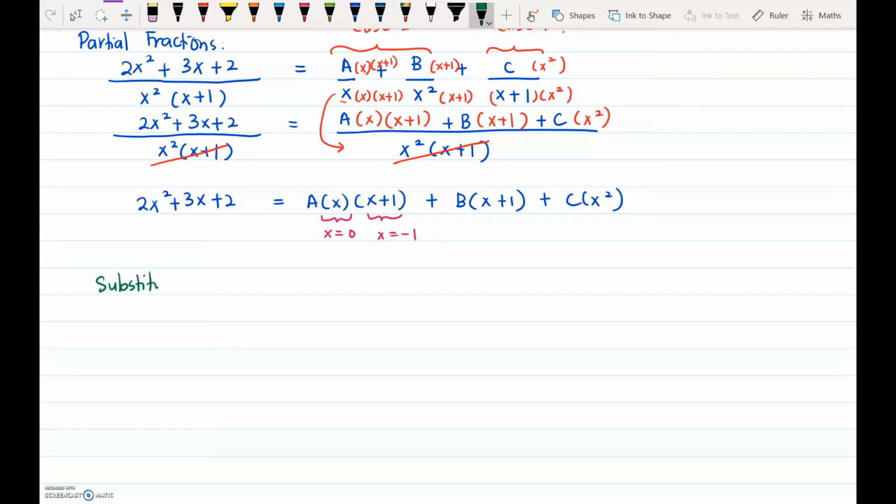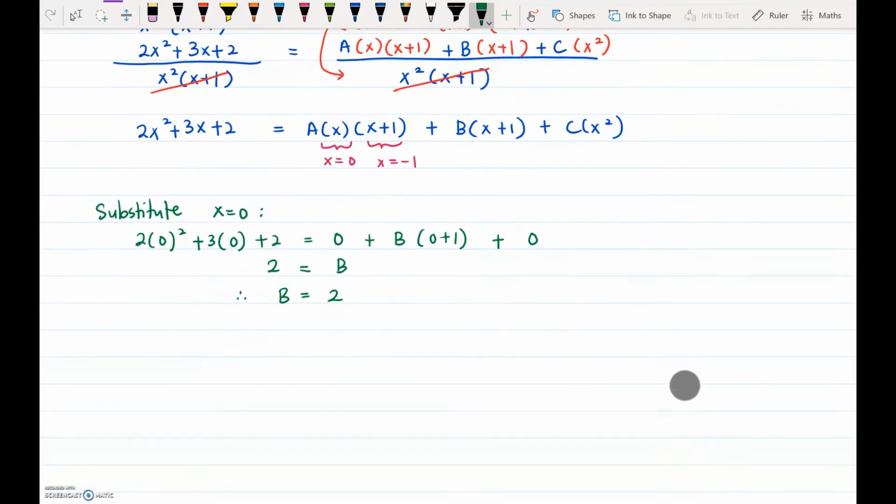Substitute x equals 0, and we will have 2 times 0 squared plus 3 times 0 plus 2 equals, for A you will get 0, for B you will get 0 plus 1, and for C you will get 0. Simplify, you will get 2 equals B, so B equals 2. Okay, continue next.